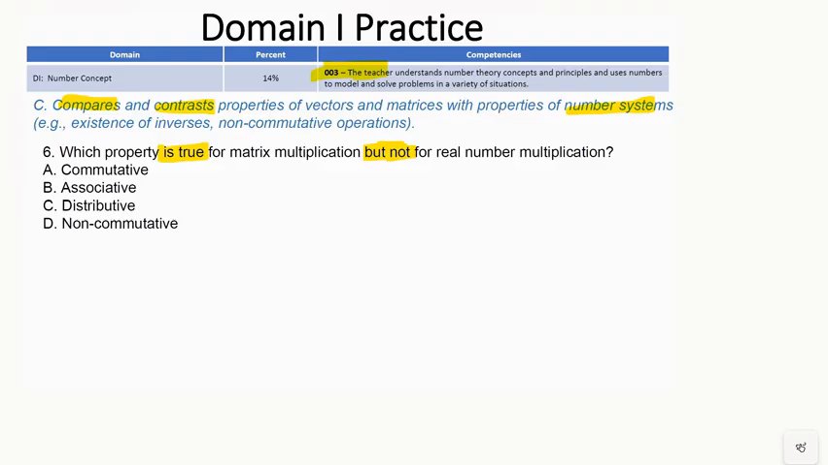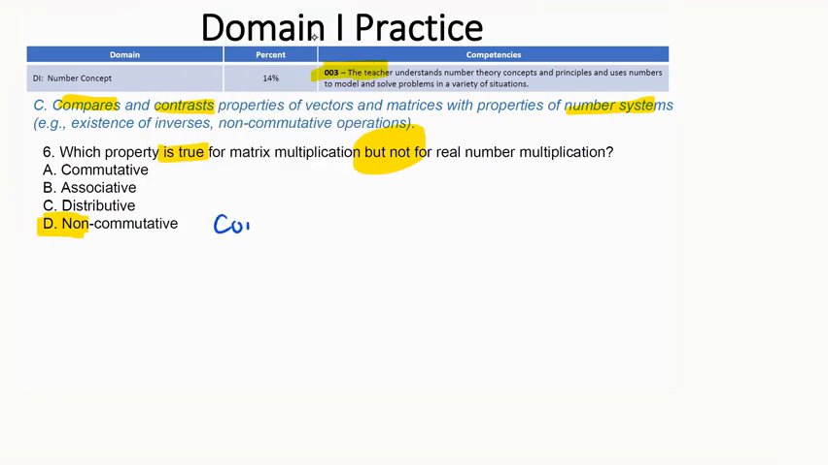But I will teach you how to do this. What's this? Numbers. A commutative is this. Let's start with A. Although we already got the answer, let's talk about this.